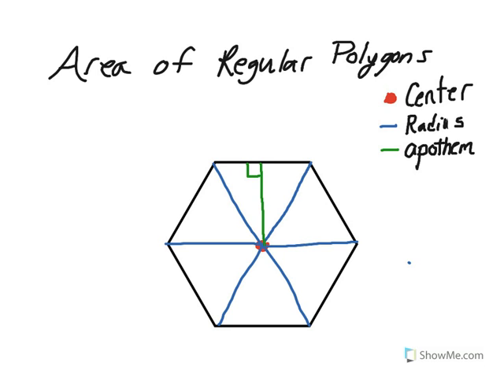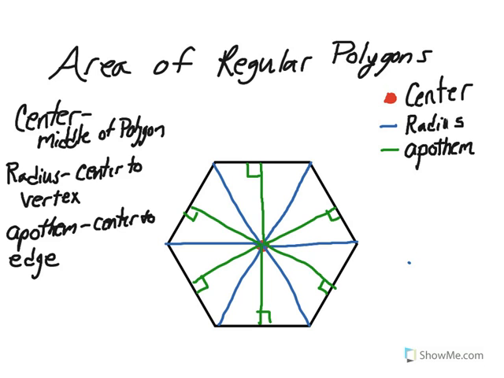The next segment is called the apothem. It is the green line going from the center to an edge of the regular polygon. There's also 6 of those. 1, 2, 3, 4, 5, 6. So the green lines are the apothems.